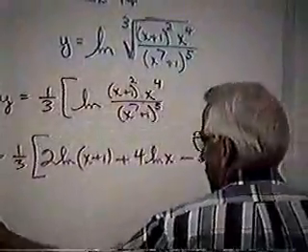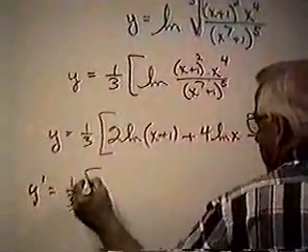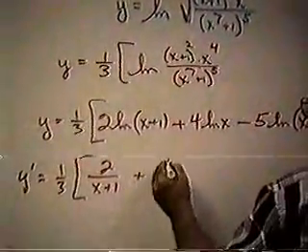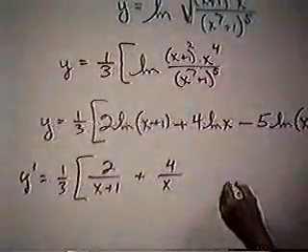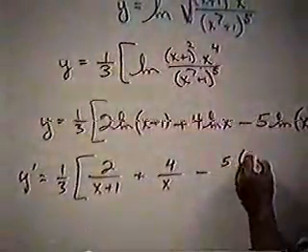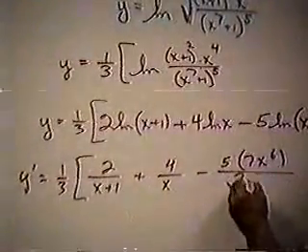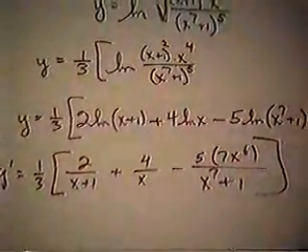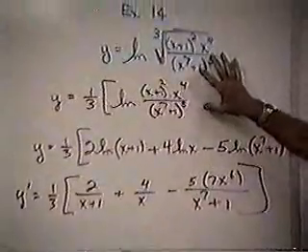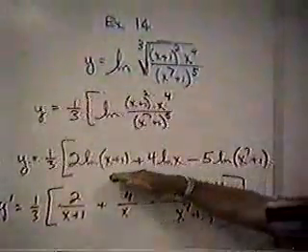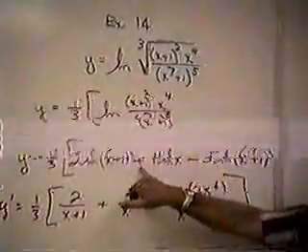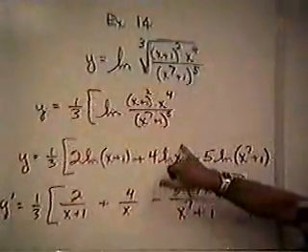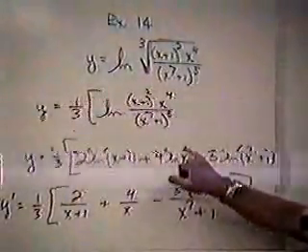Now we'll take the derivative. y prime is equal to 1/3 times: 2 over x plus 1, 4 over x, and minus 5 times 7x to the 6th all over x to the 7th plus 1. Okay? So if you have the log of a complicated mess, then expand that out by the laws of logarithms. Multiplication is addition, division is subtraction, and x to a power can be moved out the front. The log of x to the 4th, the 4 can be moved out in front.